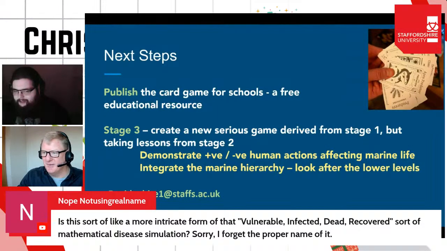And the question is, is this sort of more like the intricate form of the vulnerable, infected, dead, recovered sort of mathematical disease simulation? Sorry, yes, I forgot the proper name of it. Yes. Yeah. Actually, it's a good question.